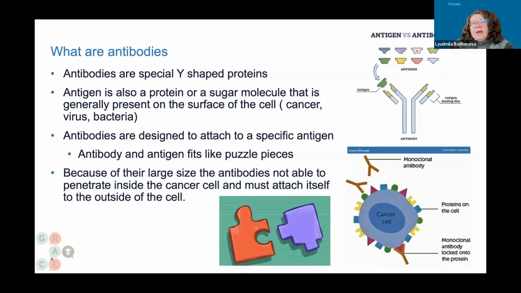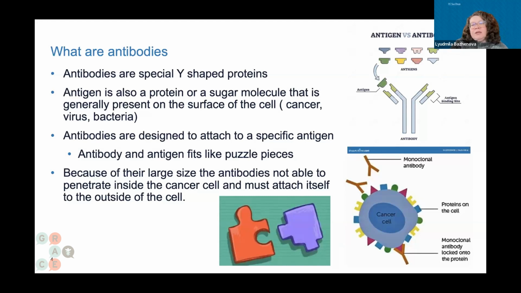Antibodies are produced by our immune system. There are certain cells in our immune system called plasma cells, and sometimes B cells, that are able to make antibody. Antibody is made by design. So when your body makes an antibody, it makes it for a reason. It makes it to attach to something that's called an antigen. An antigen is also a protein or can be a sugar molecule, and that is generally present on the surface of any cell: healthy cell, cancer cell, virus, bacteria. And the antibodies are specifically made to attach to a certain antigen.